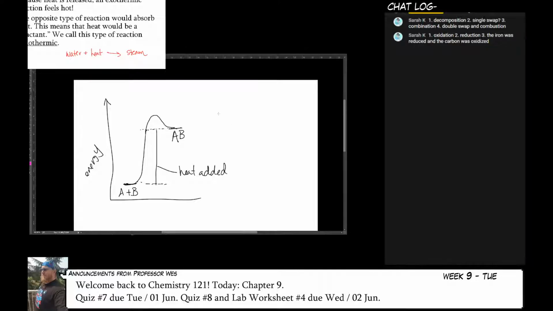So this type of reaction requires us to add heat into it, and so we call it endothermic. So an endothermic graph looks like this, where the products are higher in energy than the reactants. The exothermic is the other way. Both cases are going to have a small little hump, which would be the activation energy.